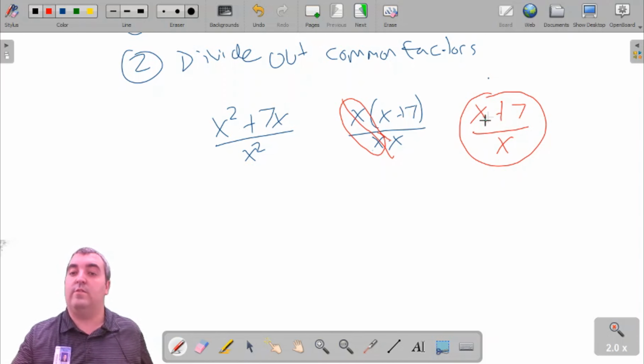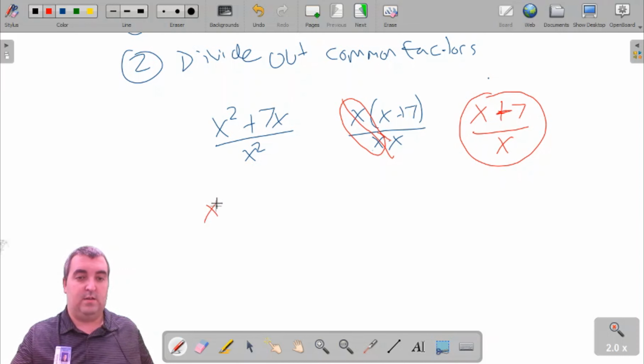And that right there is our answer. A very common mistake students make is they want to cancel out these x's, but x plus 7 is a factor and x is a factor. When you have that addition involved, it no longer lets you simplify. Okay.